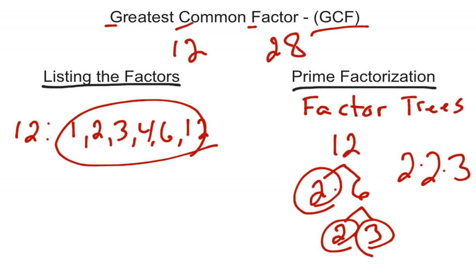Now for our final answer, if it was prime factorization, I would then switch this 2 times 2 to an exponent of 2, times 3. Okay, so there's the second method that we're going to be using today. If the question asks you to use prime factorization, we're going to be using factor trees.